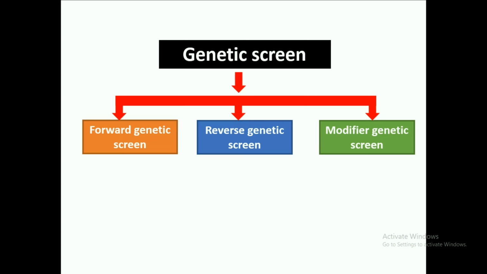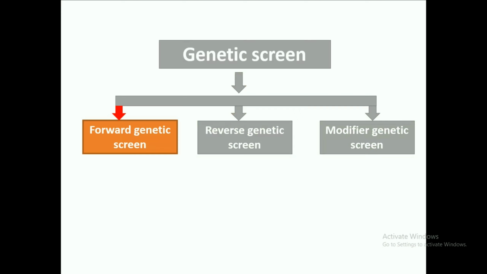Forward genetic screen and reverse genetic screen are the most important ones, while modifier genetic screen is a specific type of genetic screen which is important once we know something about the signaling pathway and we can figure out the interactors in the signaling pathway. So first we talk about forward genetic screen.